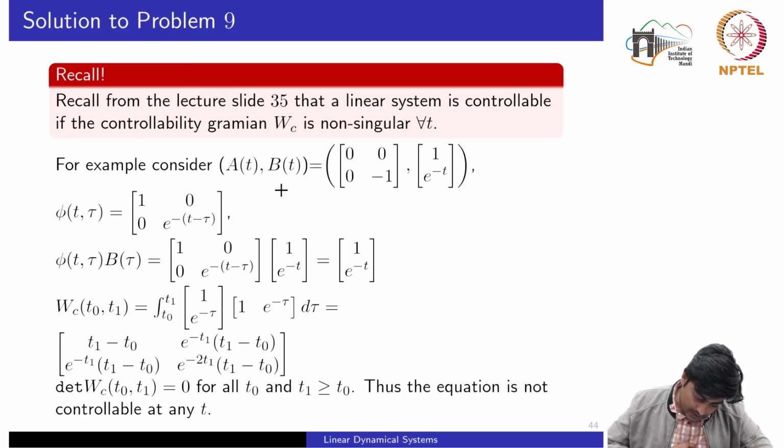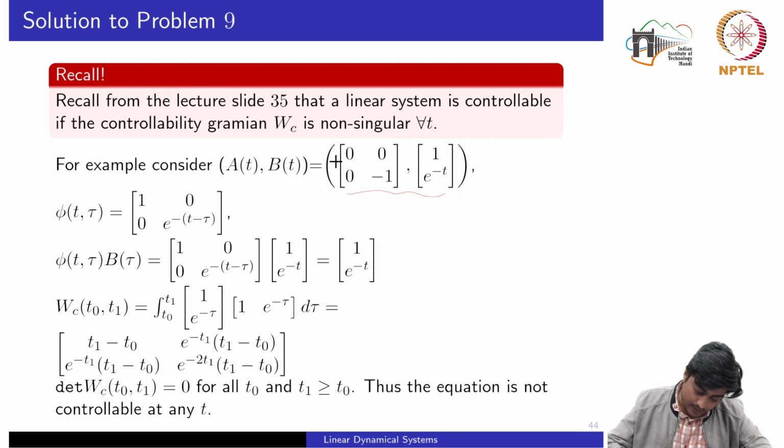Now, looking at the LTV case for a particular example, let's select A(t) and B(t) as these matrices. For this A matrix, we can compute the state transition matrix, which is pretty easy to compute, and then computing the controllability Gramian and checking the rank for every T1, T0, we found that this pair A(t), B(t), specifically given by this combination, is not controllable at any time t.